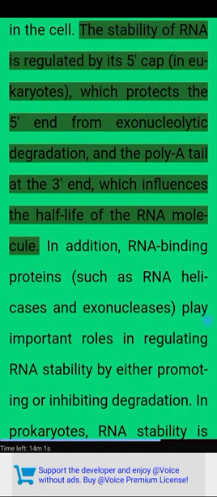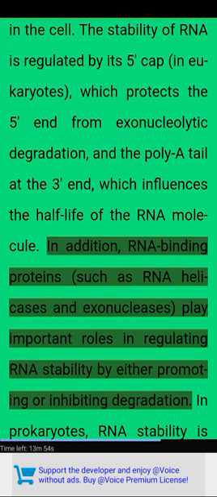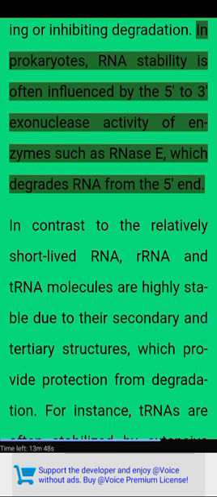The stability of RNA is regulated by its 5' cap in eukaryotes, which protects the 5' end from exonucleolytic degradation, and the polyA tail at the 3' end, which influences the half-life of the RNA molecule. In addition, RNA-binding proteins, such as RNA helicases and exonucleases, play important roles in regulating RNA stability by either promoting or inhibiting degradation. In prokaryotes, RNA stability is often influenced by the 5' to 3' exonuclease activity of enzymes such as RNase, which degrades RNA from the 5' end.